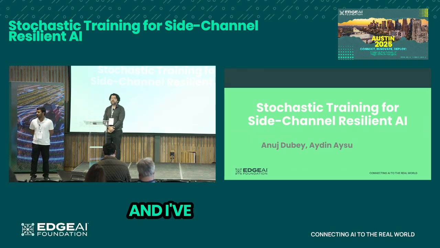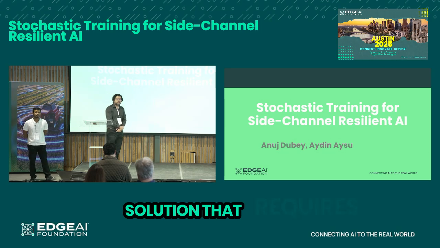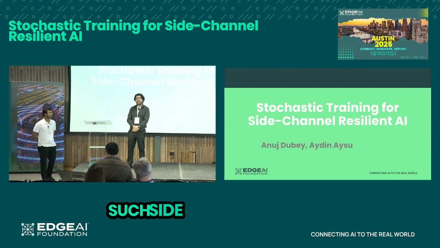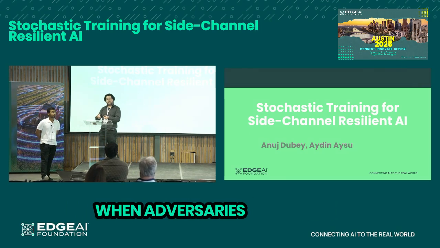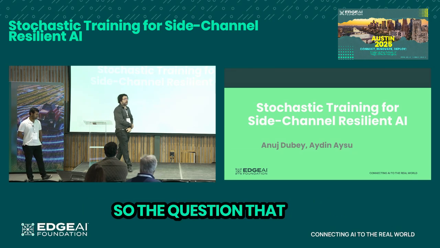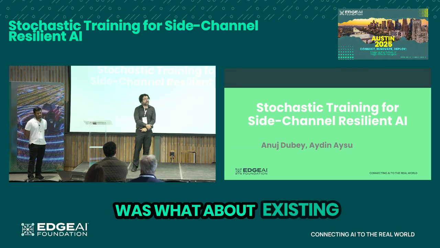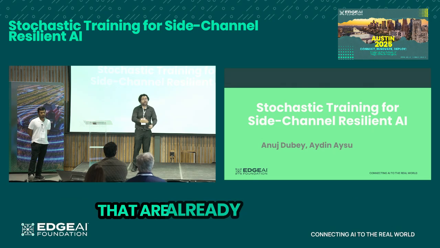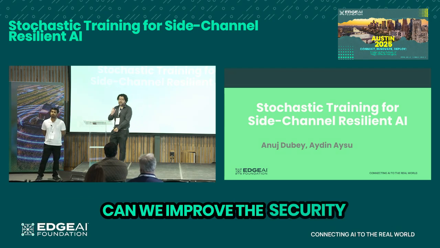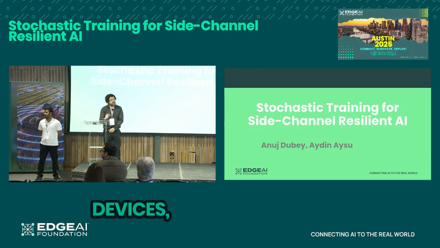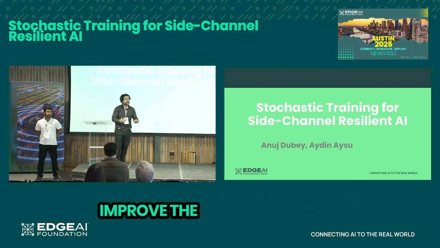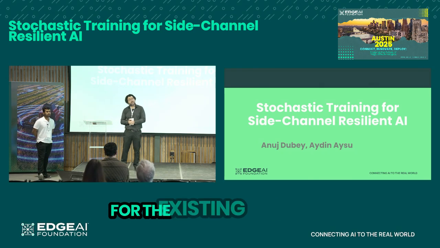So, I've discussed one solution that requires fabricating a new type of hardware that can mitigate such side channel attacks when adversaries have hands-on access and they can measure those devices. So the question that I got was, what about existing devices that are out there, that are already deployed, or that are being produced? Can we improve the security of those devices, even ever so slightly, if possible, so that we can improve the security at least for the existing solutions?